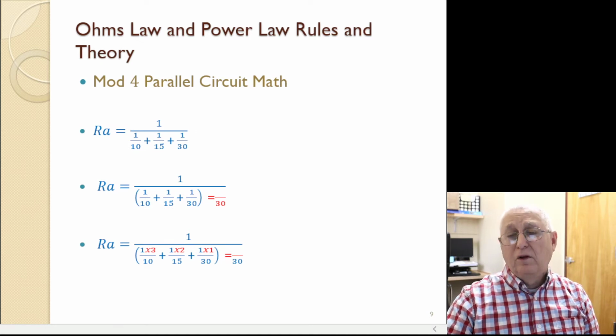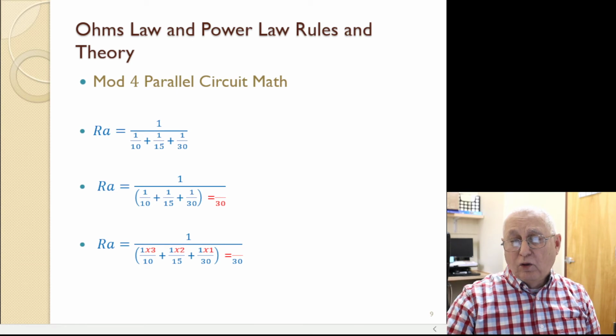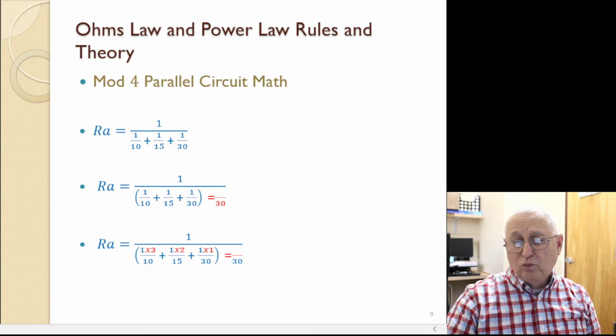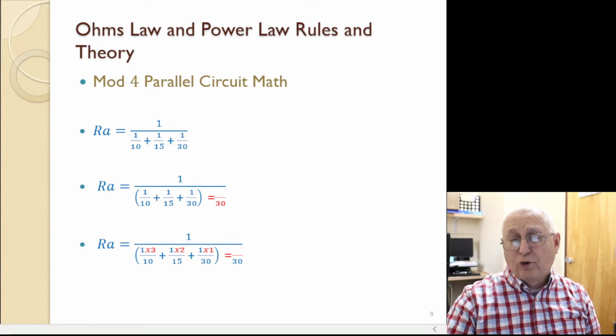Here's the formula: 1 over (1/10 plus 1/15 plus 1/30), and it's also the reciprocal. Looking at it now, we're just going to worry about the reciprocals on the bottom, not up here right now. We have 1/10 plus 1/15 plus 1/30. We're going to take a common denominator. I can see 10 will divide into 30 and 15 will divide into 30. So we're going to use this common denominator of 30.